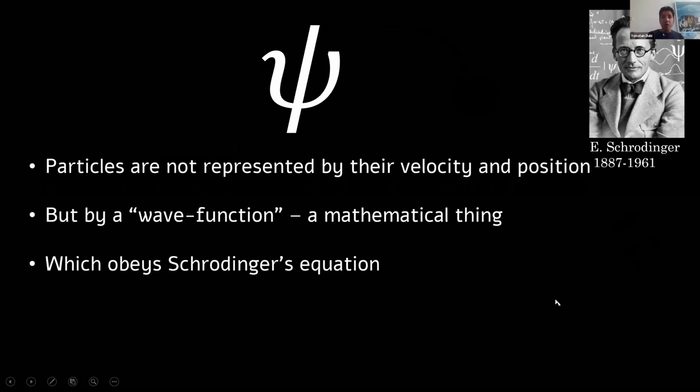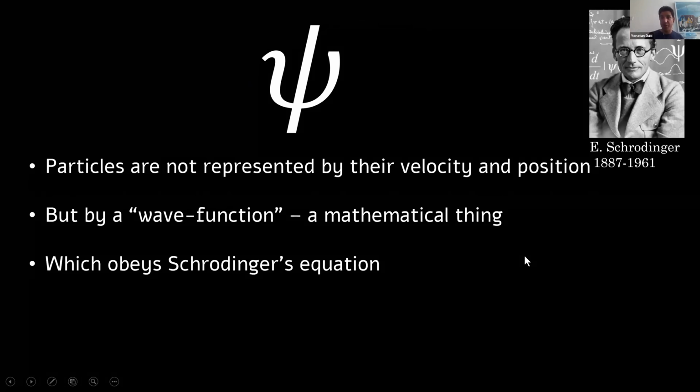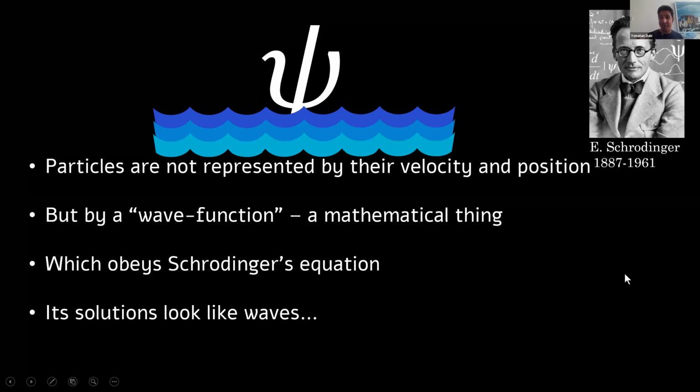It obeys a new equation. It no longer obeys Newton's second law. It obeys a new equation, which we now call Schrödinger's equation. It looks like this. It doesn't matter how it looks. What does matter is that the solutions of Schrödinger's equation look like waves. It looks like ocean waves or light waves. It's kind of similar to Maxwell's equation of light.